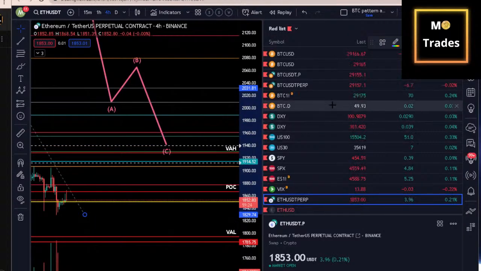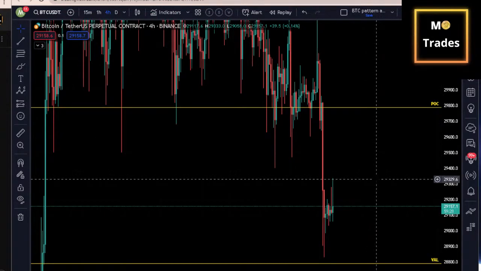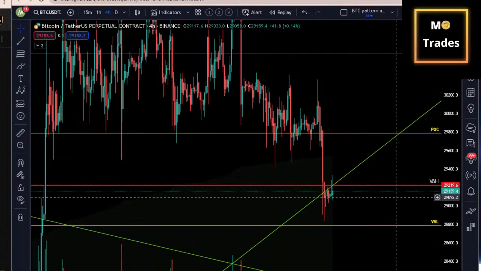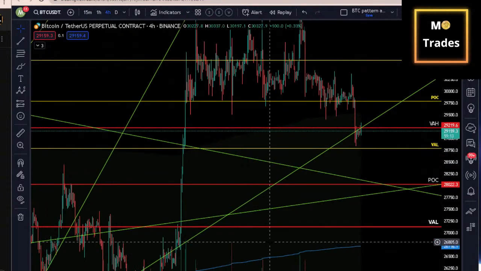Now let's move on to Bitcoin. Bitcoin, on the other hand, is finding resistance over here, 29,339. It's an ascending green trend line, as you can see over here.